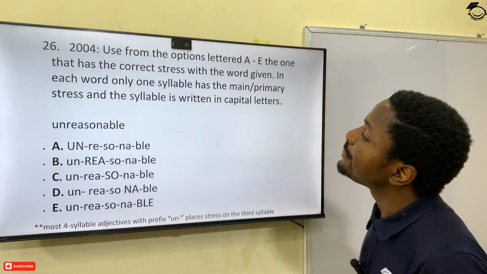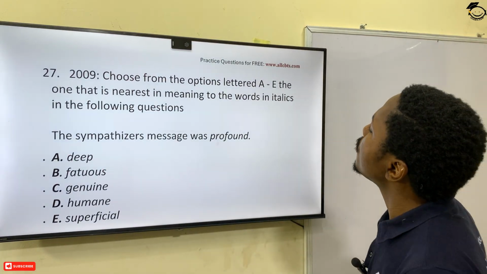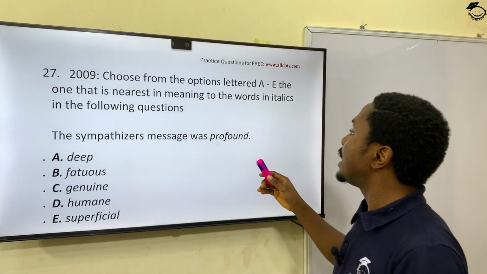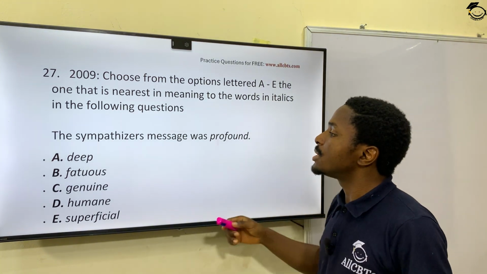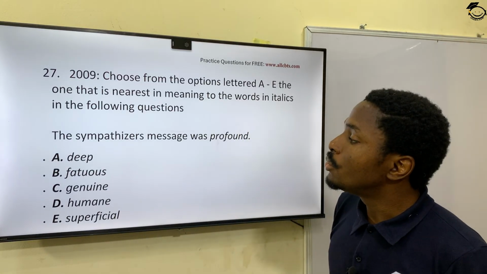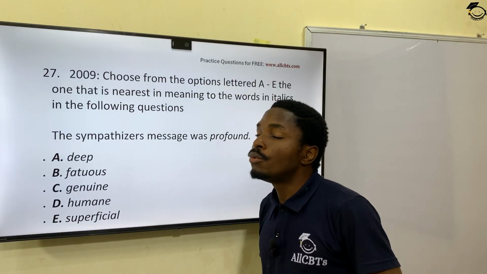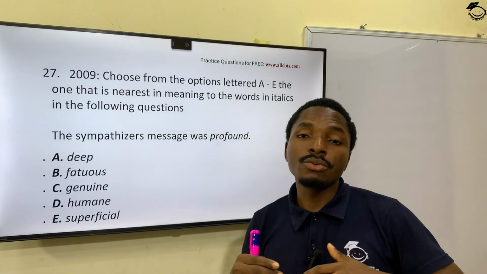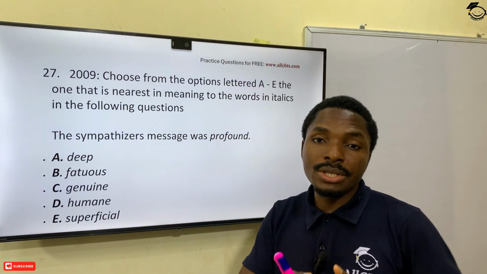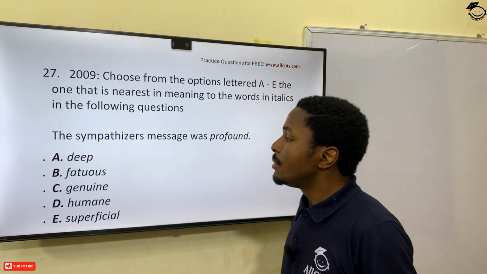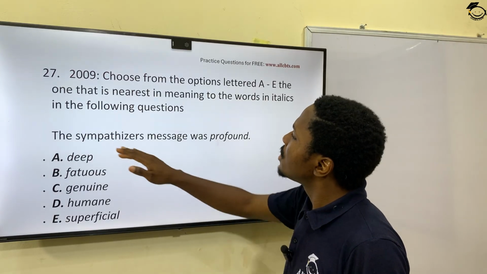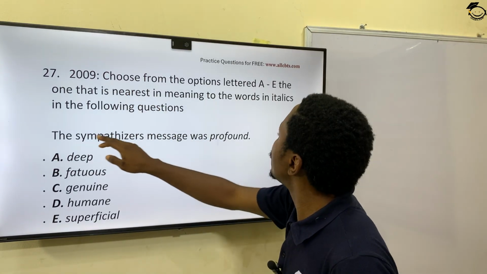And then 27 from 2009. Choose from the options letter A to E the one that is nearest in meaning to the word in italic in the following question. The sympathizer's message was profound. What is a sympathizer? Somebody who goes through a situation with somebody, most of the time in a negative situation, who is there for you, who is there with people through negative situations, mostly family or friends. So the sympathizer's message was profound. We want the one nearest in meaning. Another word for sympathizer.